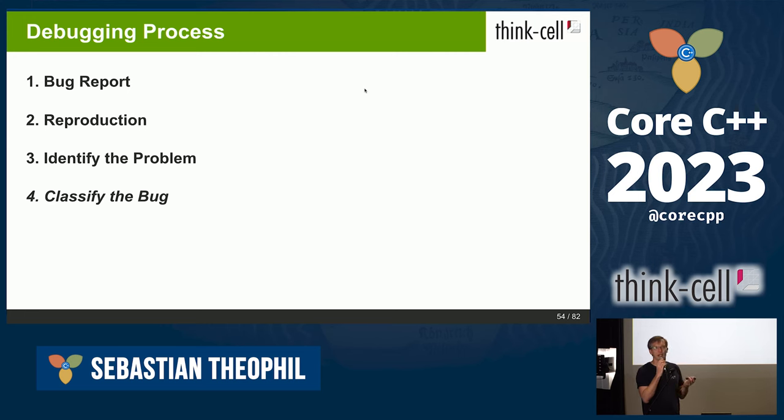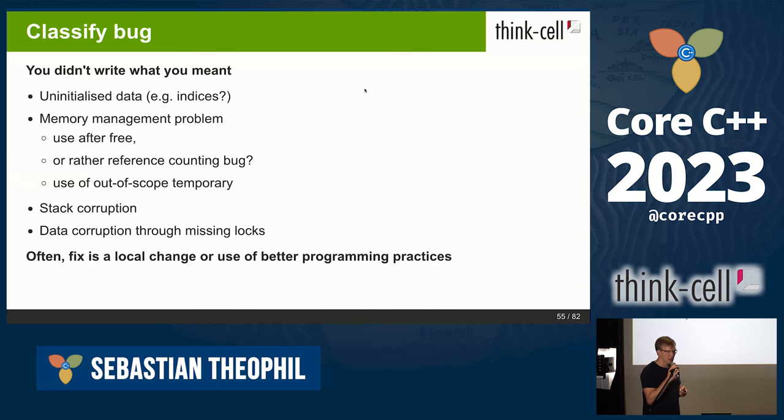And I would say there are like two kinds of bugs. There's one bug that I would call you just didn't write what you meant. You made a little mistake. You forgot to initialize some data. You made some memory management problem. Maybe you should have used the smart pointer and didn't, and now your memory management was wrong. Or you managed to override the stack somewhere. Often, the fix could be a local change where you fix that little mistake you did. Or you should use a better programming practice and the problem goes away. So that's kind of a little bug you made. A local bug, if you will. Still, you might want to check if you made that bug elsewhere in your code as well. But it's a small fix.